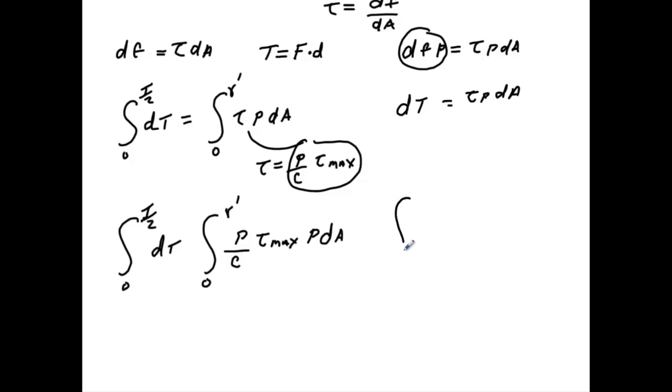And then we can say the integral from 0 to t over 2 of dt is going to be the integral from 0 to r prime of P squared. Let me write that P squared better.